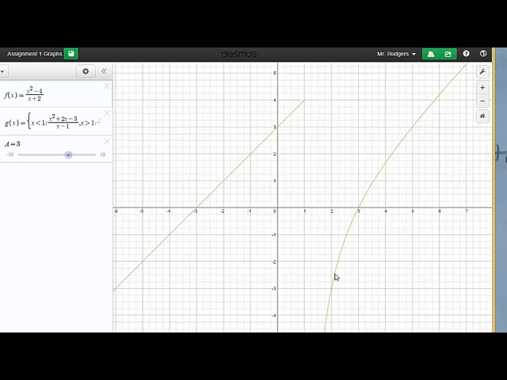And so our definition of continuity, the limit from below has to equal the limit from above, and it has to equal the value of the function at that value. We can't fix this no matter what.